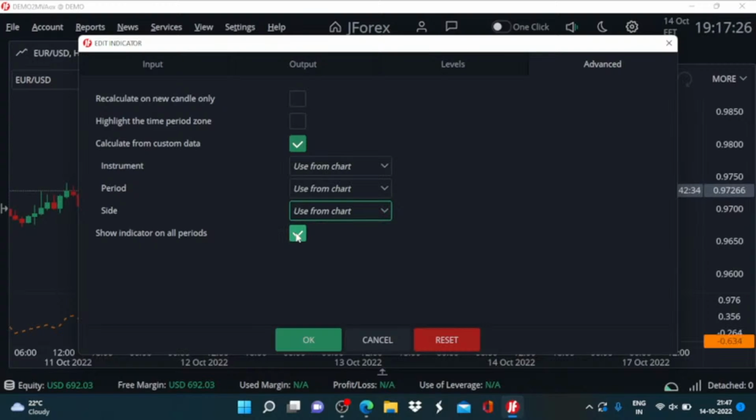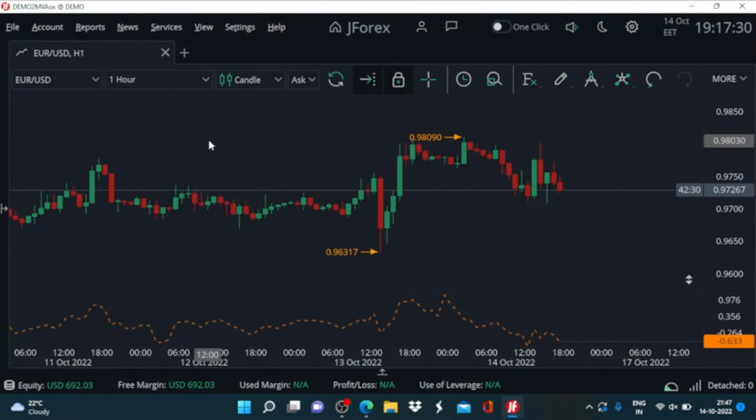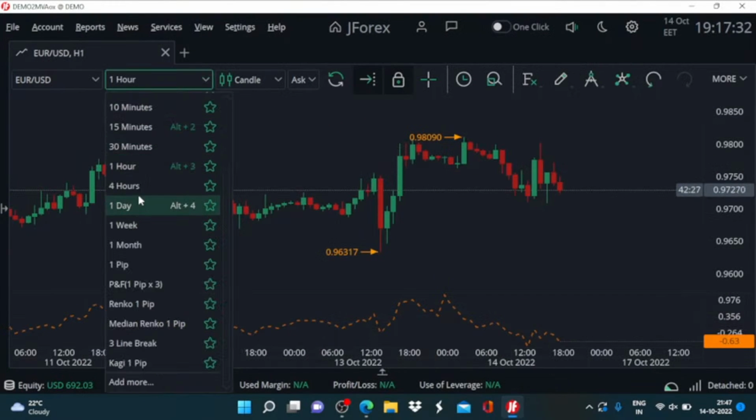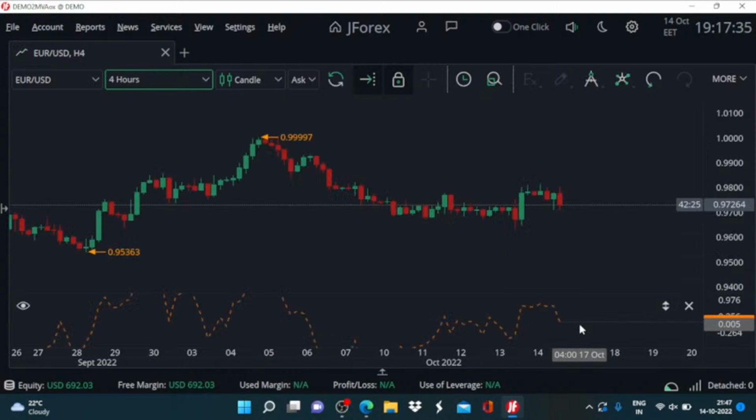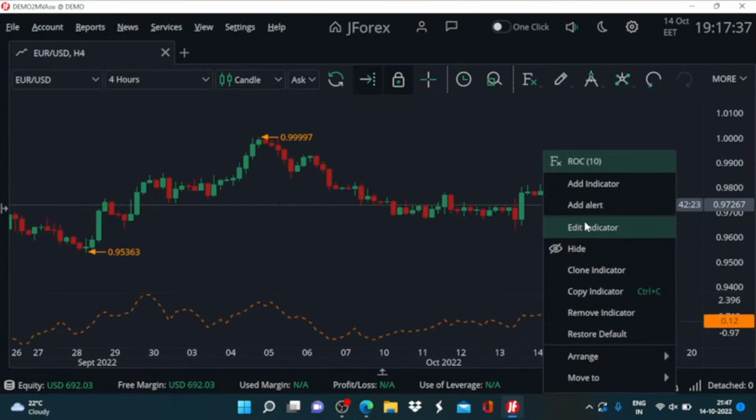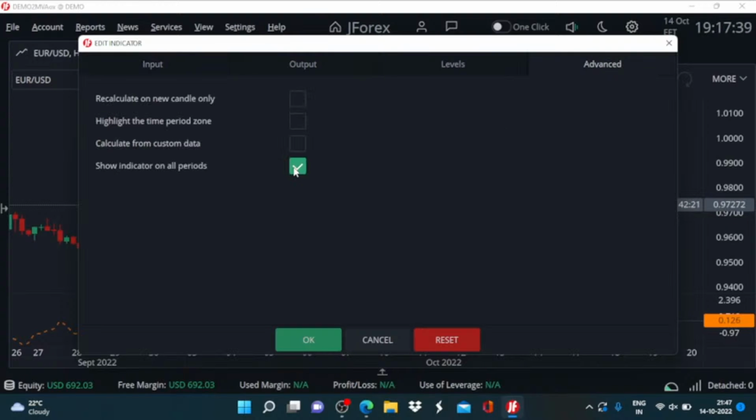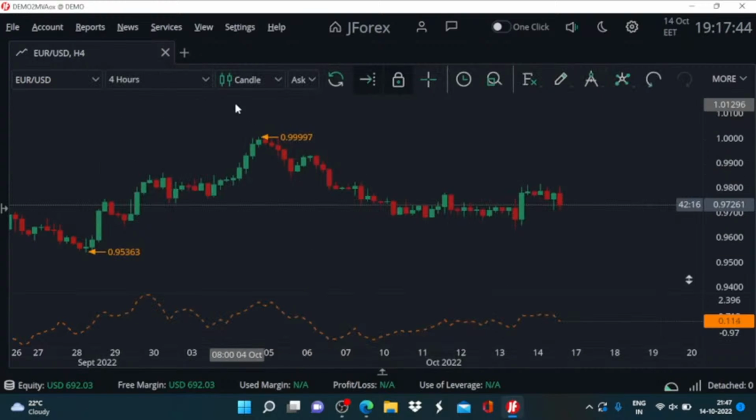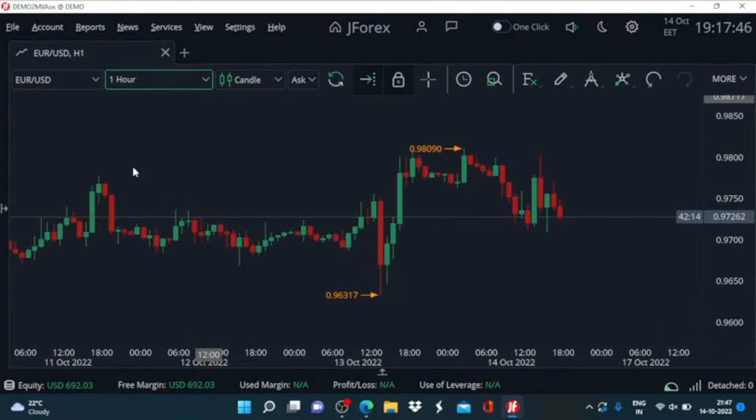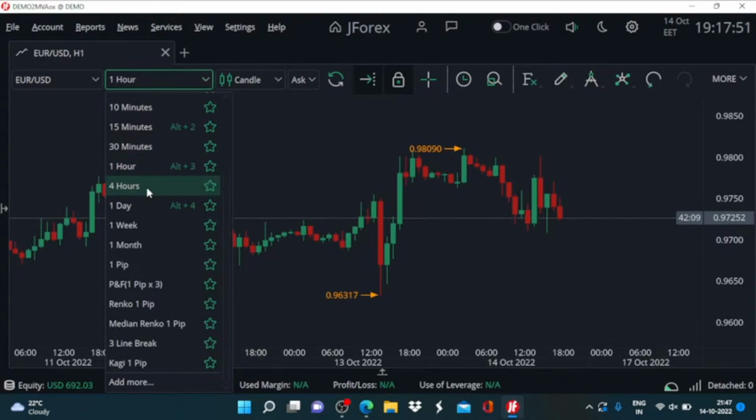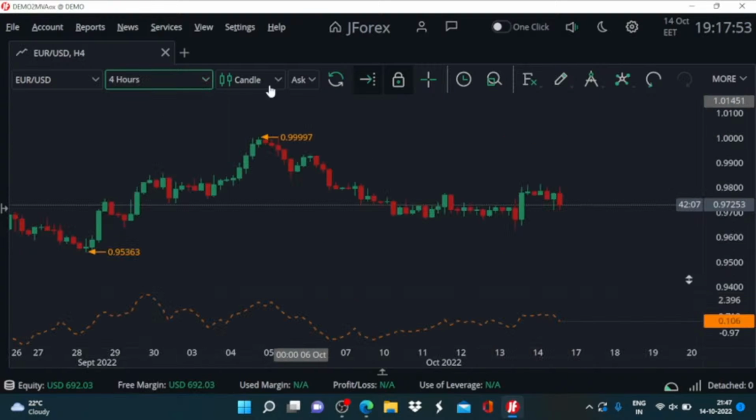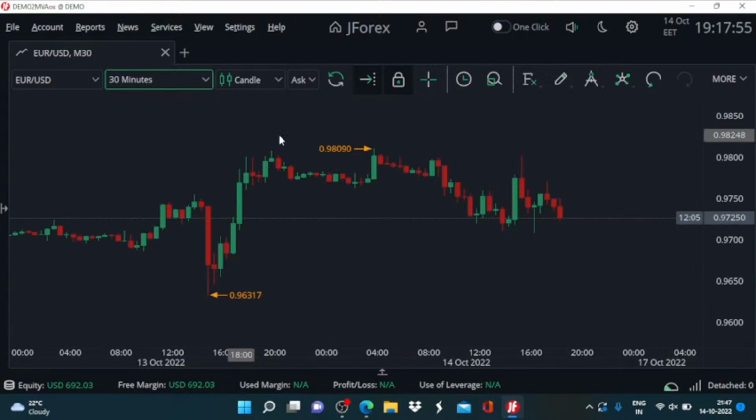All right, show indicator on all the periods. If you want the indicator to be available on all the candle periods whenever you make the change, you have to opt in for this option. Now here it will be plotted for all the candle periods, but if I specify that the indicator should be available only on certain time frames and not the other, then you will have this indicator only on those time frames, but not the other. Now that we have specified the indicator to be available on only 4 hourly chart, we don't have the indicator being plotted for us on other time frames.